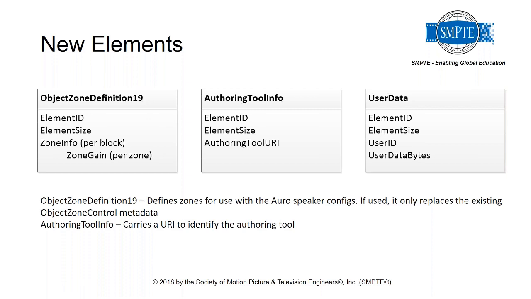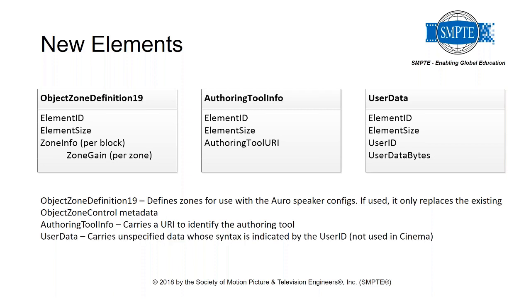There's an authoring tool info element. This is just an informational element, and it allows the Bitstream to carry a URI identifying the authoring tool. So for some applications, the user might want to embed that so the renderer knows what tool created the Bitstream.